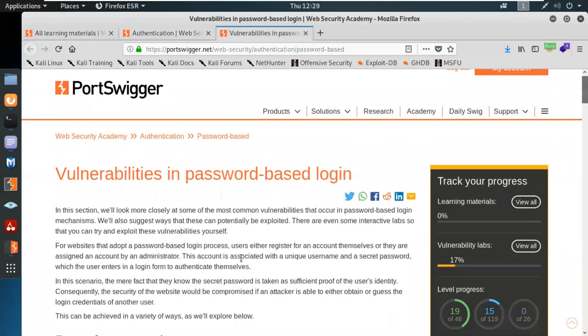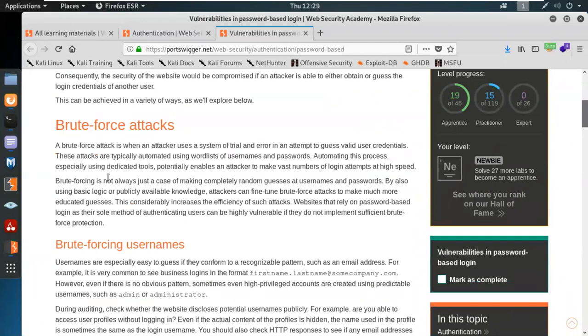A brute force attack is when an attacker uses a system of trial and error in attempting to guess the user credentials. These attacks are typically automated by using a word list of usernames and passwords. Automating this process, especially using dedicated tools, potentially enables an attacker to make a vast number of login attempts at high speed. Brute forcing is not always just a case of making completely random guesses at username and password.